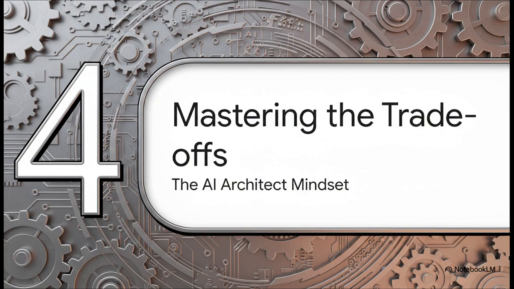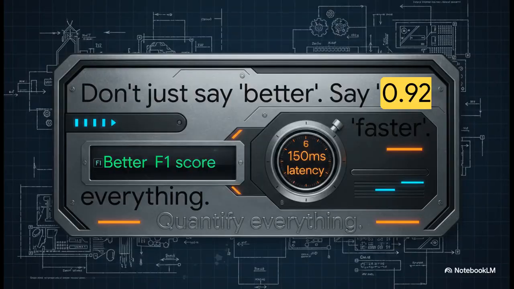So, after running through this whole gauntlet, evaluating, optimizing, scaling, what's the one thing you should walk away with? What is the secret sauce, the core mindset of a great AI architect? It's this. It's so simple, but so important. Quantify everything. The best architects don't just know about their options. They measure the impact of every single choice.